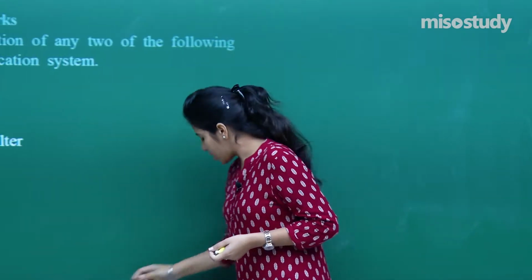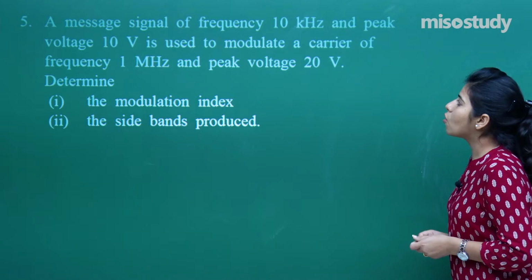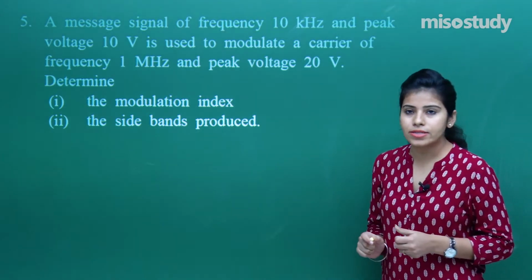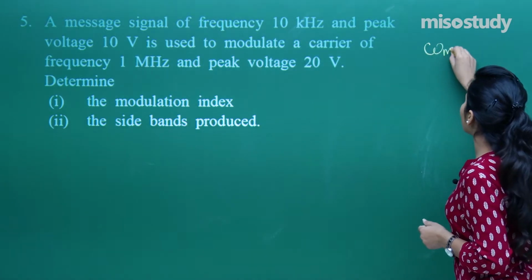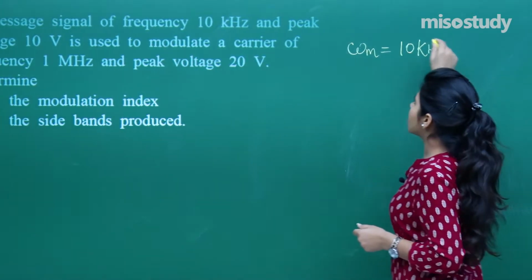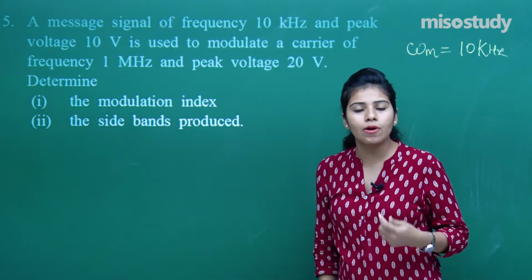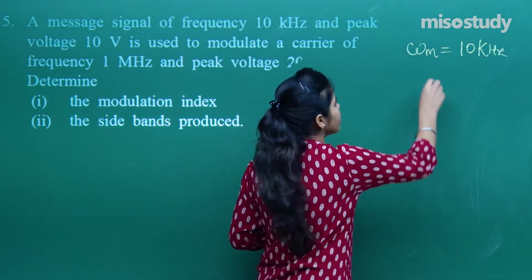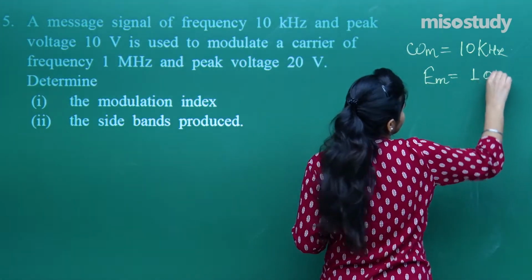Okay, so the next question number 5, a message signal of frequency 10 kilohertz. Message signal of frequency, that means omega m has been given as 10 kilohertz and the peak voltage is 10 volt. Here we are talking about the message signal, so definitely the peak voltage of message signal is 10 volt.